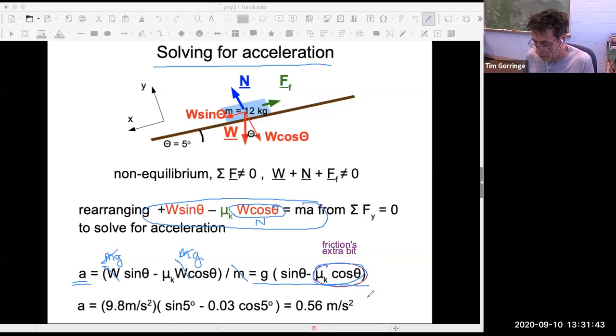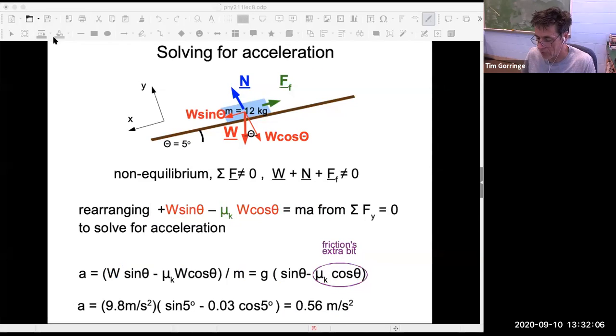Of course, we can solve it numerically, right? We know the acceleration of gravity, we know the angle of the incline, we know the coefficient of friction. You plug in all the numbers, and here's the answer to the question. The acceleration down the incline of the shopping cart was 0.56 meters per second squared. Okay, so that's a fun problem.